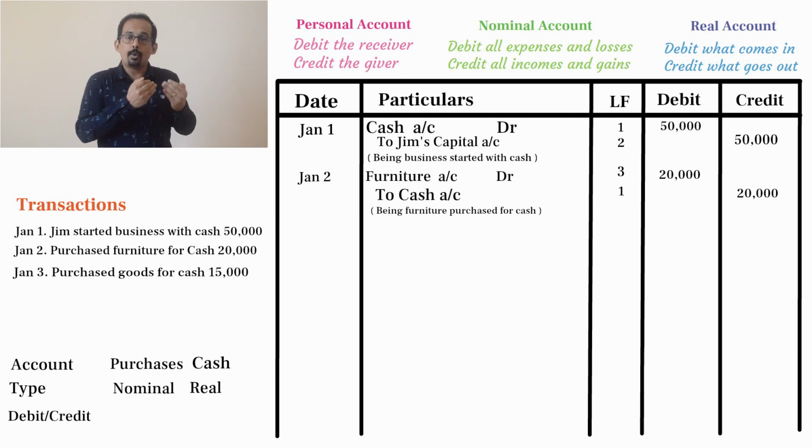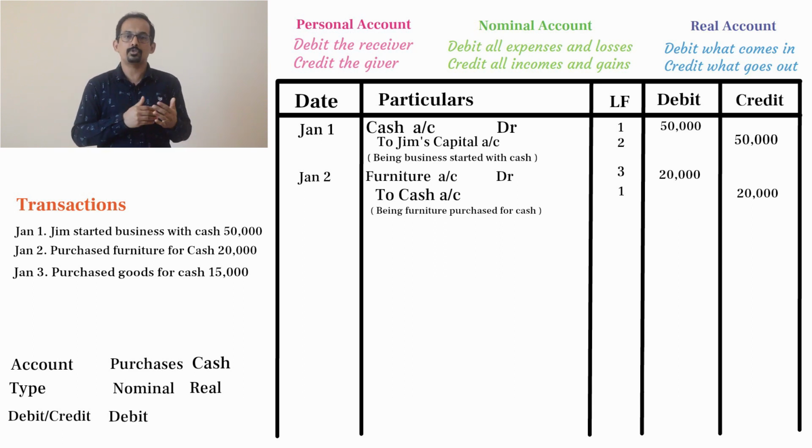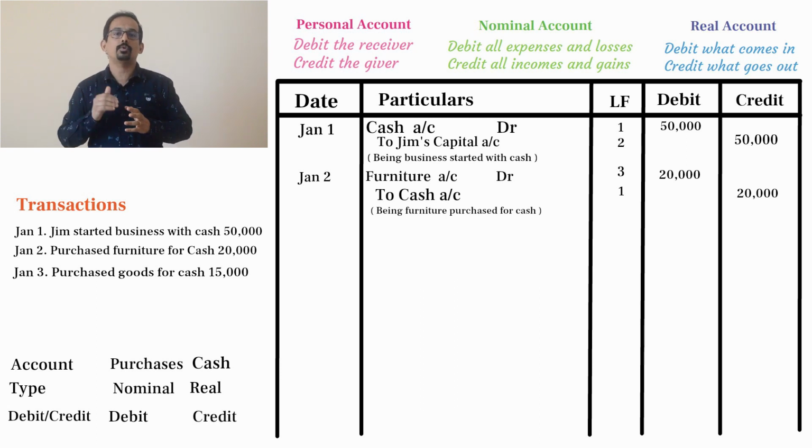So for nominal account, debit all expenses and losses, credit all incomes and gains. So purchase has to be debited in this transaction, and for cash, debit what comes in, credit what goes out. Here we have purchased by paying cash, so cash goes out, cash needs to be credited. So your entry is purchase account debit 15,000, cash account credit 15,000.